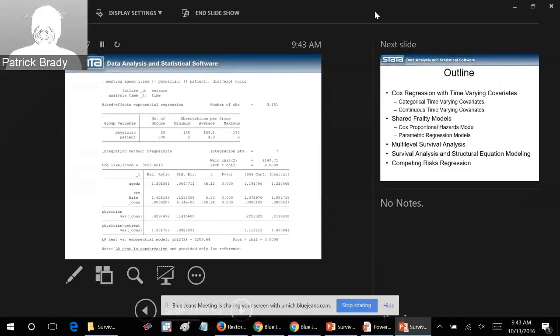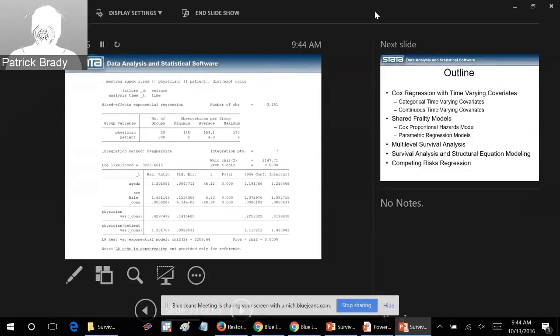So the command then is MEST reg. And if you've used any of Stata's other multi-level modeling commands, this syntax should look really familiar. It's the same old double bar with the nesting variables followed by a colon. So here I have 2 vertical bars, physician colon, and then 2 vertical bars and patient colon. That ordering is important because that's telling Stata physician is the top level, patient is the next lowest level, and then the lowest level is whatever the individual observations are. We don't have to specify that explicitly.